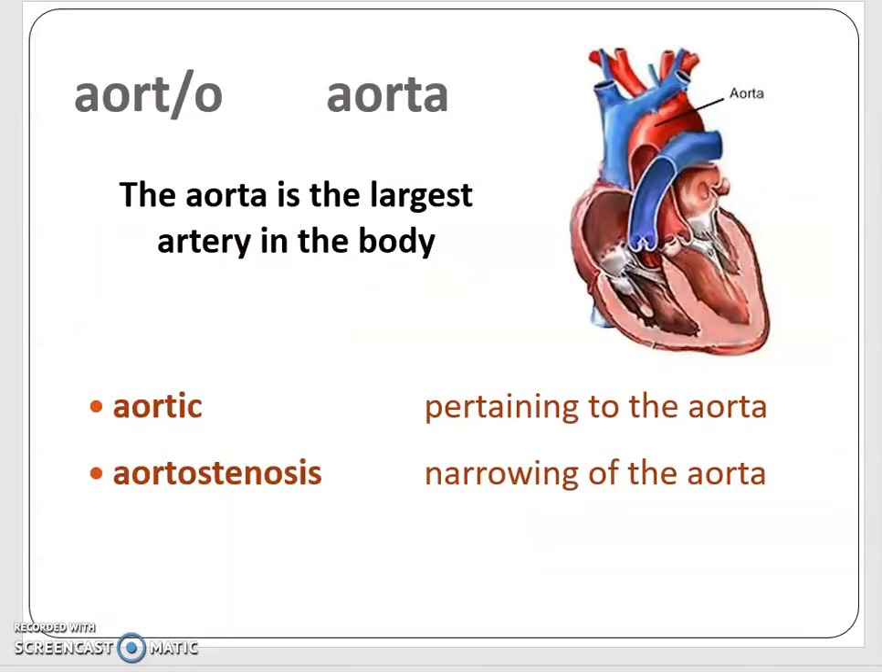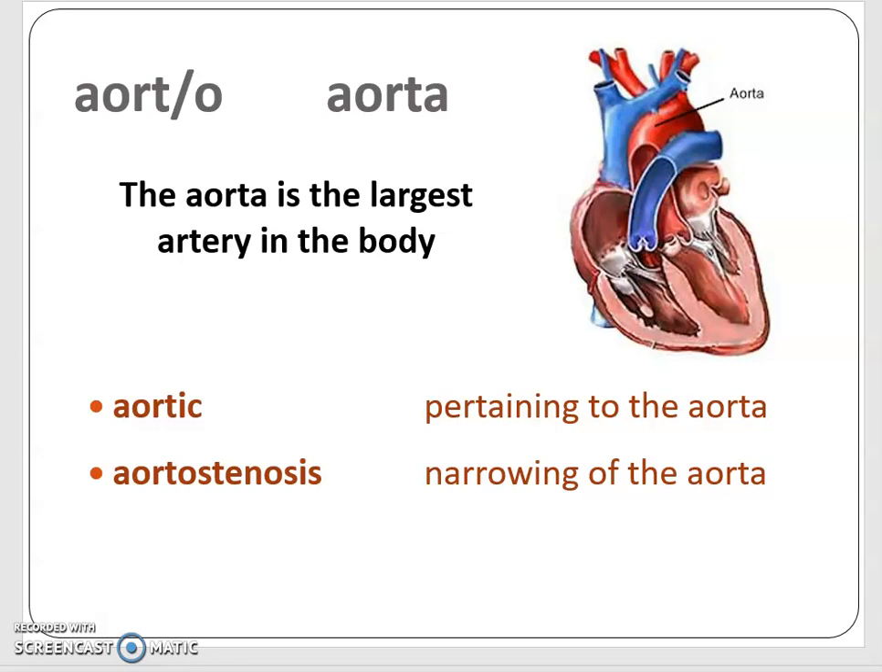Now, when we talk about the aorta, I mentioned it earlier, it's the largest artery in the body. It has its own combining form, aorto. Aortic means pertaining to the aorta. Aortostenosis, I don't know why that's difficult. Aortostenosis is a narrowing of the aorta.